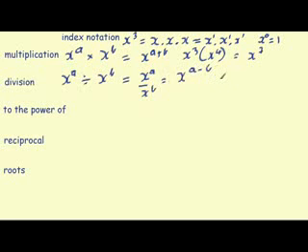An example. Okay, let's say we have x to the power 5 divided by x to the power 2, x squared. That's x5 over x2, and our answer is x to the power 5 minus 2, which gives us x to the power 3.